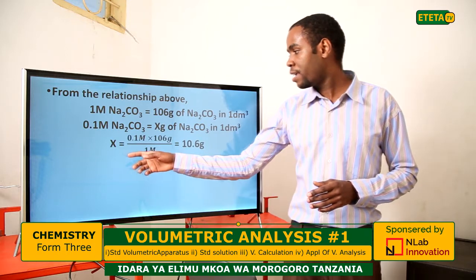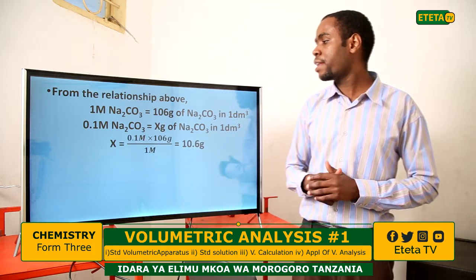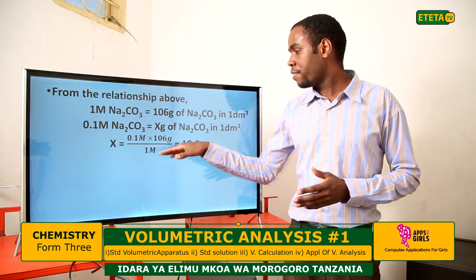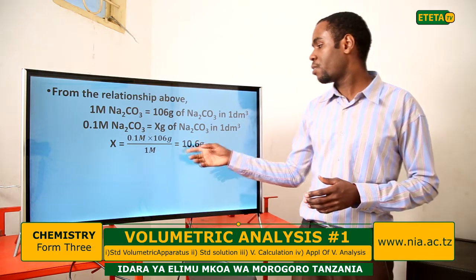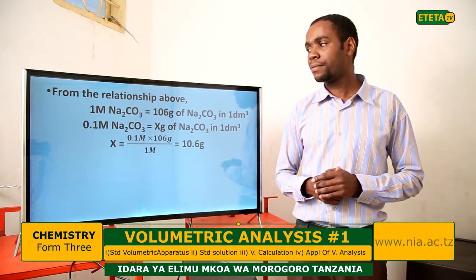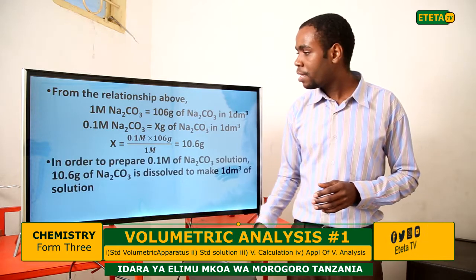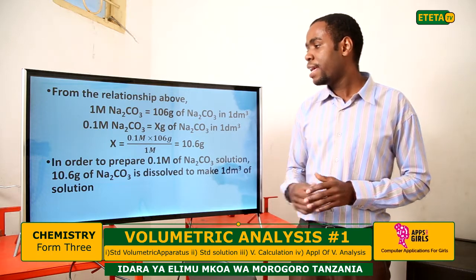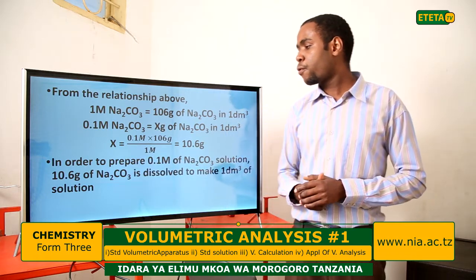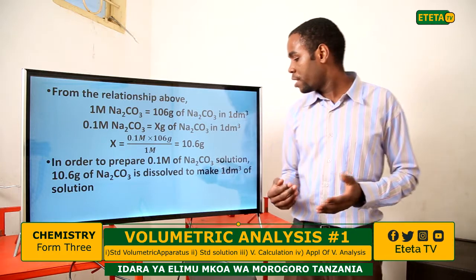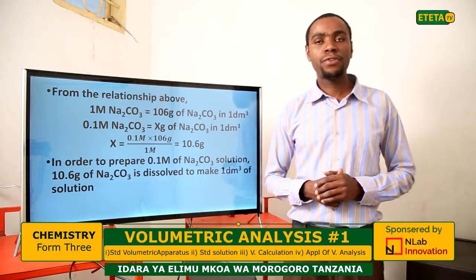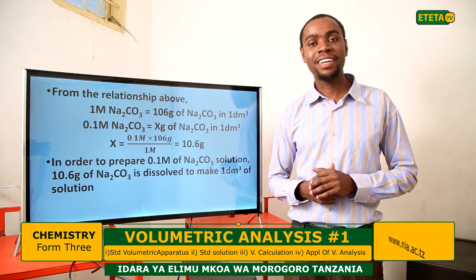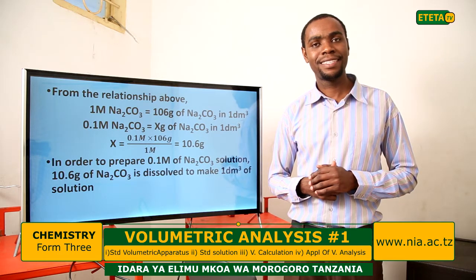And the value of X will be equal to 0.1 molarity times 160 grams divided by 1 molarity, which is equal to 10.6 grams. Now, in order to prepare 0.1 molarity of sodium carbonate solution, 10.6 grams of sodium carbonate is dissolved to make 1 decimeter cube of solution. That's how to prepare 0.1 molarity of sodium carbonate.